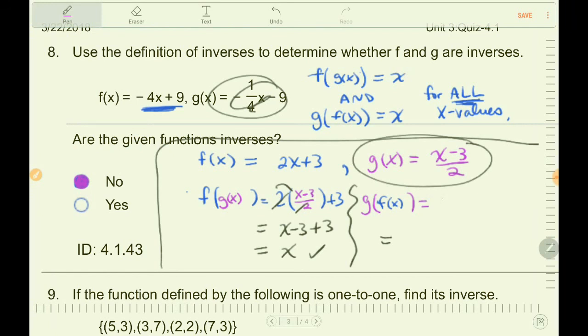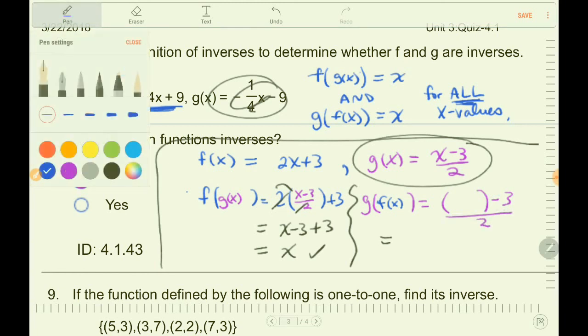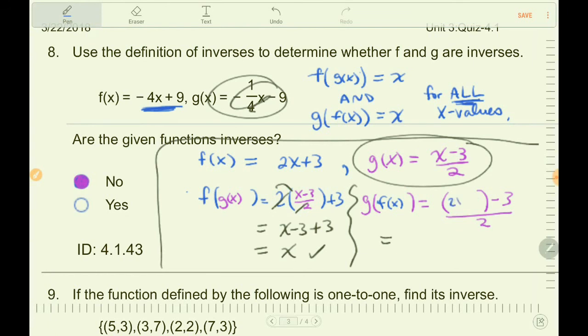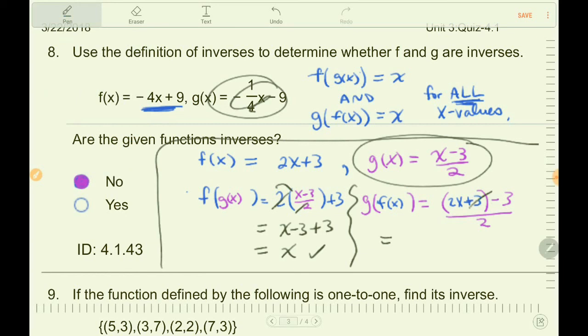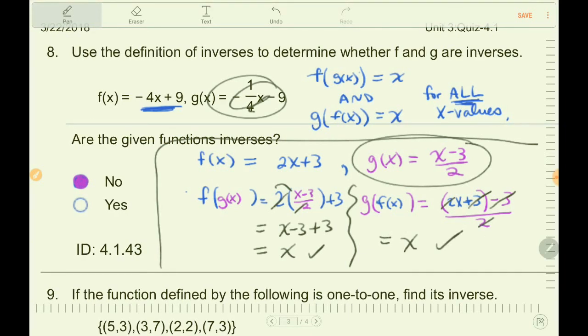So it was supposed to be x minus 3 over 2. And then plugging in the f function, 2x plus 3. And I'll start by canceling out the positive 3 with the negative 3. And then the 2's cancel, so I do get x. Very nice. See, works in both directions.